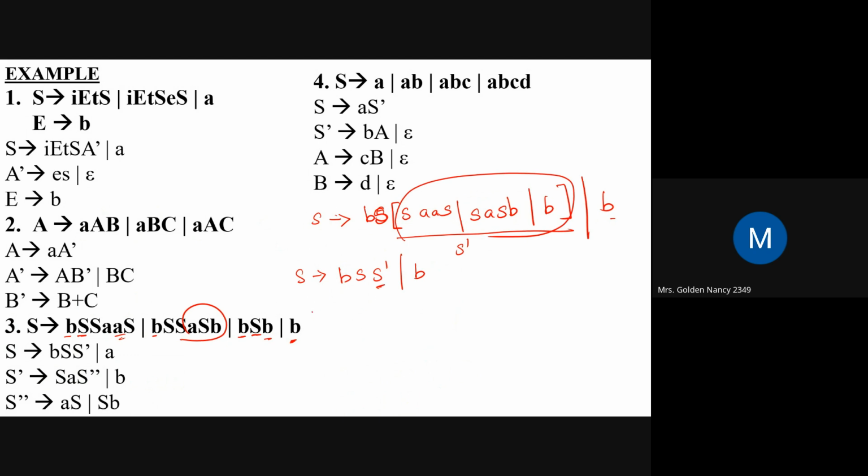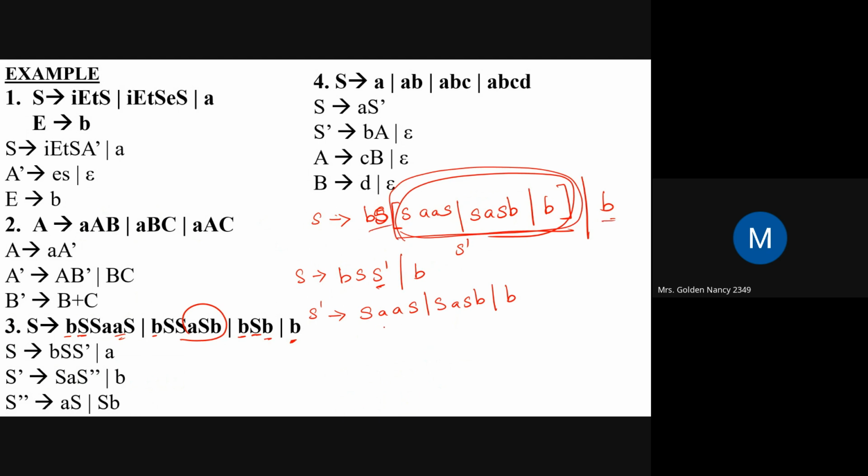Now I want to define my S dash. What is S dash now? S dash is this one: small a S a, or S b, right? So this is only my S dash. I'm not taking this b and this S b.